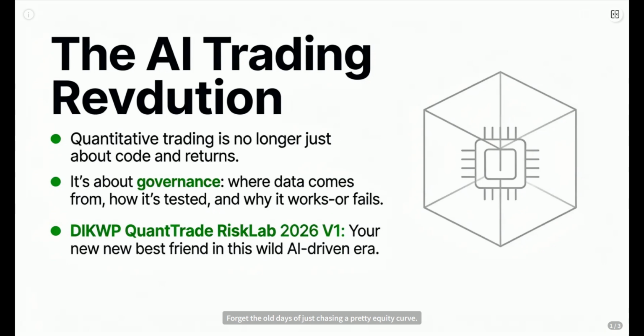Forget the old days of just chasing a pretty equity curve. The AI era has thrown a massive wrench into quantitative trading. It's not enough for a strategy to look good. It needs to be provable, reviewable, and explainable. That's where this thing comes in.